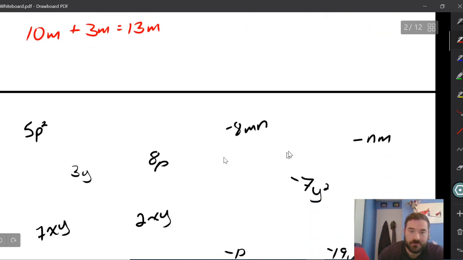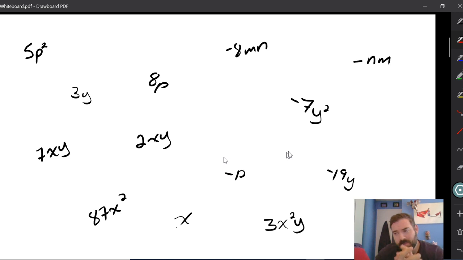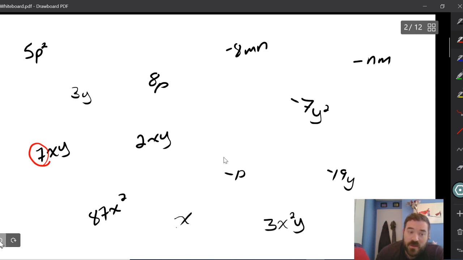So let's go down one. Here's a bunch of different terms listed on the page. I want to find the terms that are alike. And in order to find the terms that are alike, I need to make sure that that term has the exact same variable. The coefficient, in other words, the value in front of the variable, can be different, but the variable itself must be exactly the same. The exact same variables with the exact same exponents.